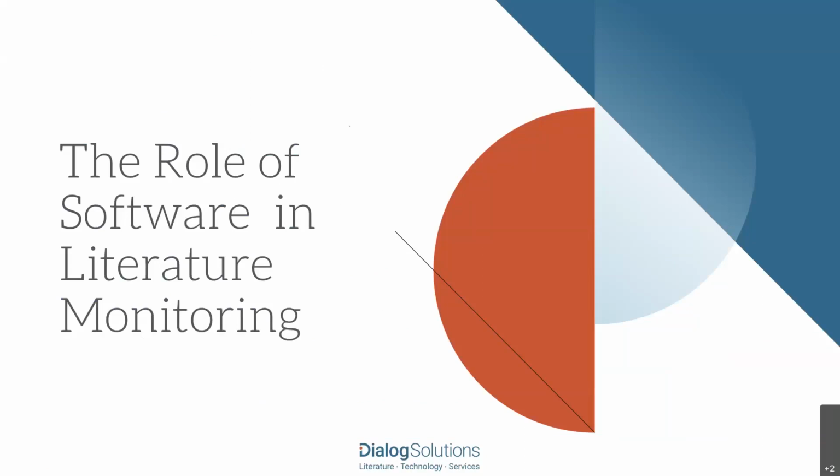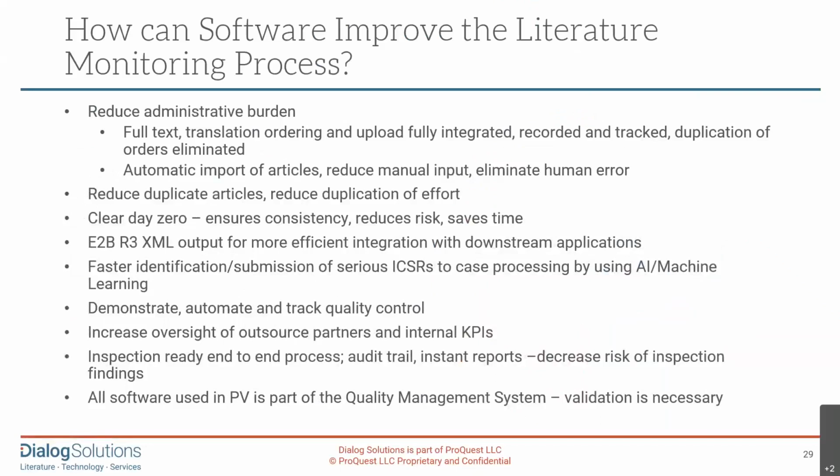The role of software in literature monitoring, let's look at that now. So we've looked at gathering the literature, and now we want to look at what actually happens to that literature. So somebody, usually a human, needs to then look at every single article and review it for ICSR criteria, aggregate report criteria, and for possible further evaluation for safety signals. So how could software improve that process?